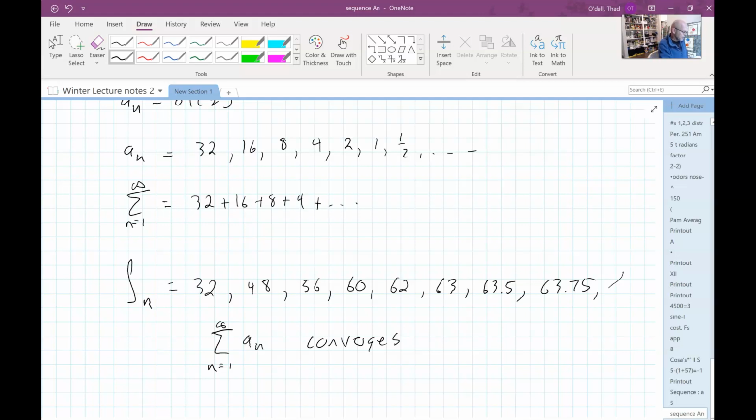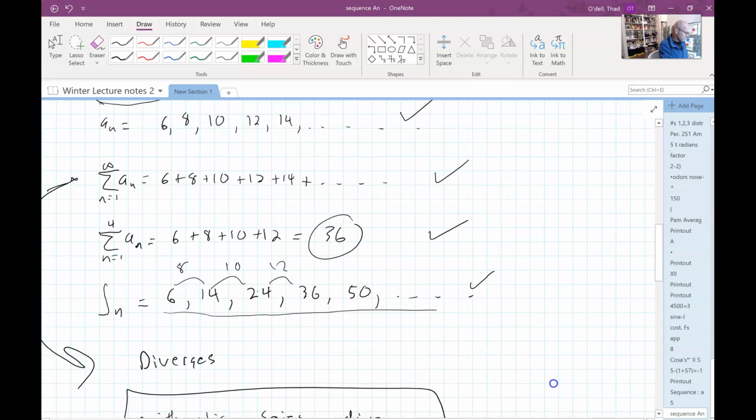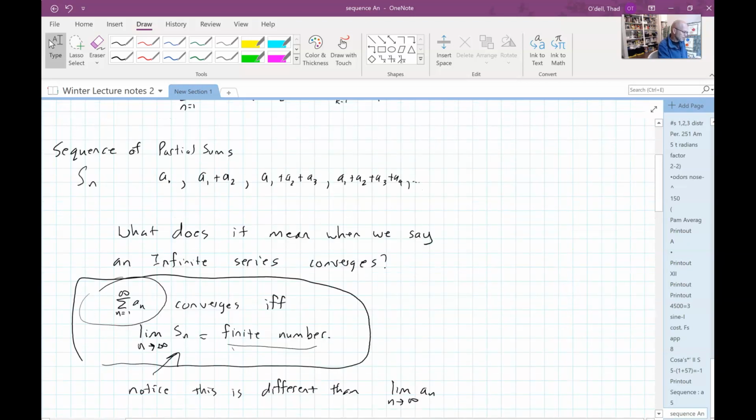Okay, but the real key to this video is really distinguishing the difference between the sequence, the infinite series, the partial sum, and the sequence of partial sums.